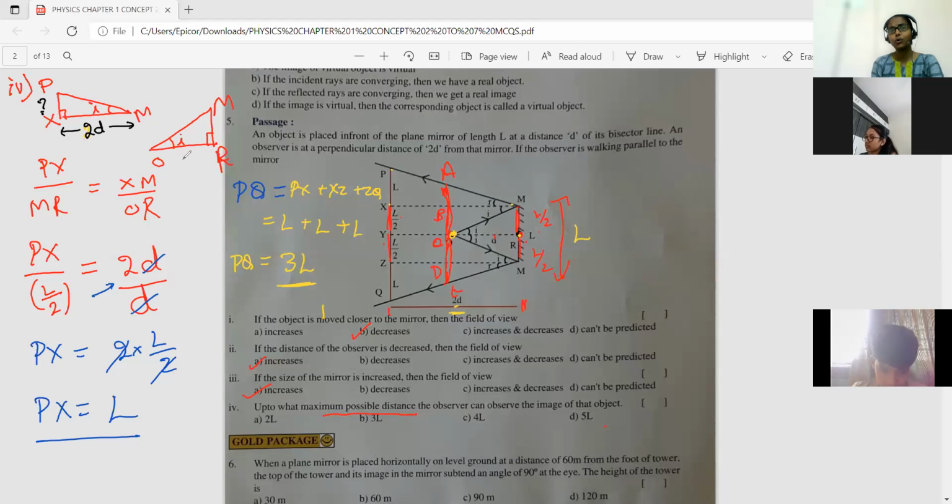O to R, OR is a distance, that means the object is at a distance of D from the mirror. So the distance from object to mirror is given as D. And M to R, the distance MR, is half of the mirror, that is L by 2. Okay, children, these are the given data.